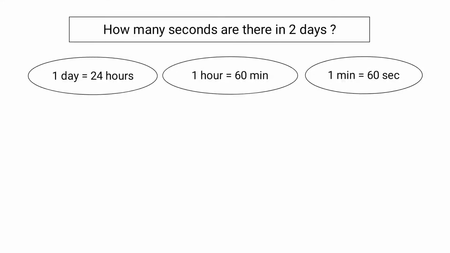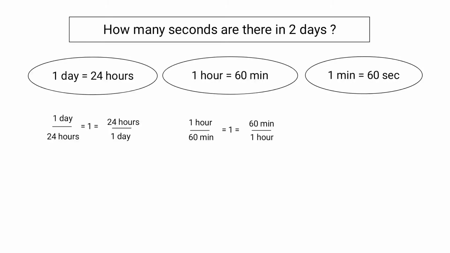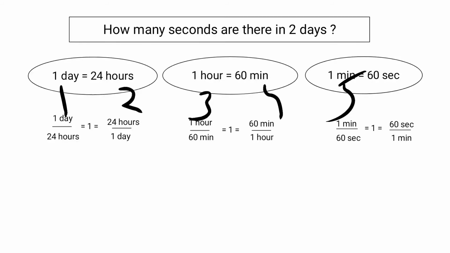If 1 day equals 24 hours, then the ratio, that is 1 day divided by 24 hours, is equal to 1, and also the reciprocal 24 hours divided by 1 day is equal to 1. Similarly, for the second unit conversion, 1 hour by 60 minutes equals 1, and 60 minutes by 1 hour is equal to 1. Similarly, for the third one, 1 minute divided by 60 seconds is equal to 1, and 60 seconds divided by 1 minute is equal to 1. So in total how many unit factors are there? There are 6 unit factors, 1, 2, 3, 4, 5 and 6.